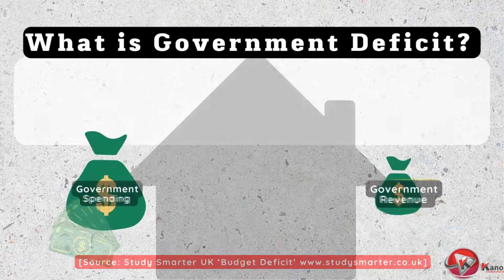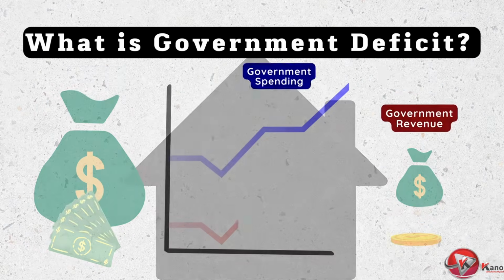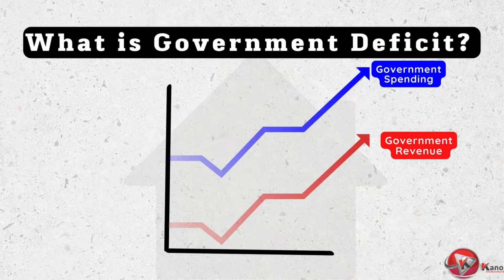To illustrate, let's imagine government as a household with its own income and expenses. When the government spends more money than it receives in revenue, it runs into a deficit. This deficit is therefore the difference between what the government spends and what it earns.